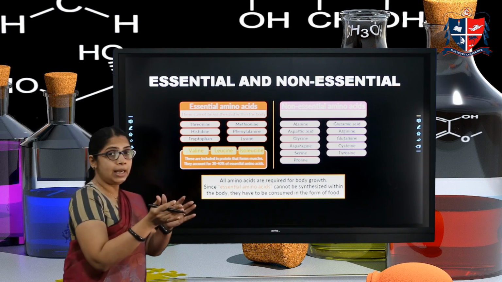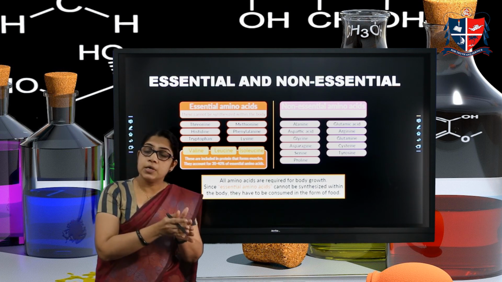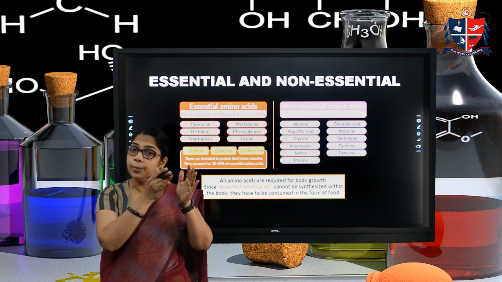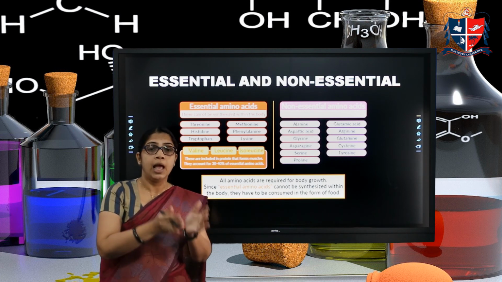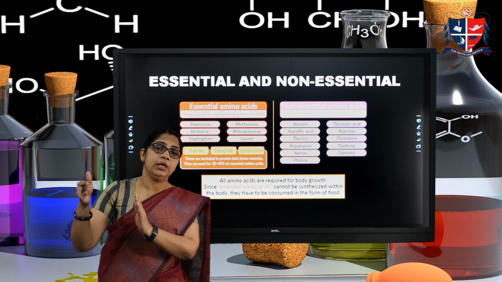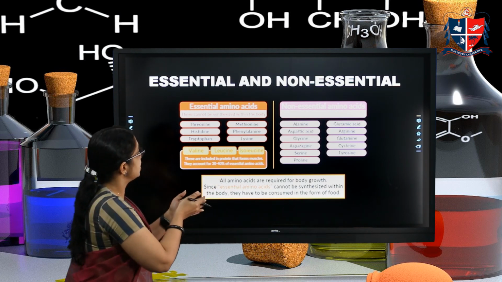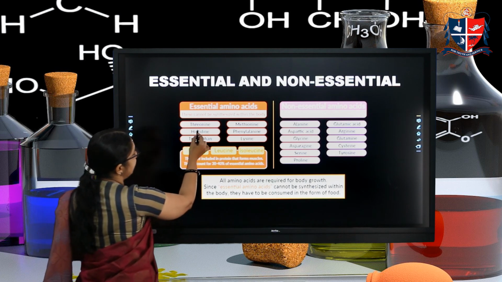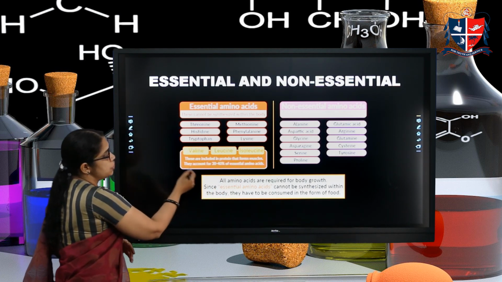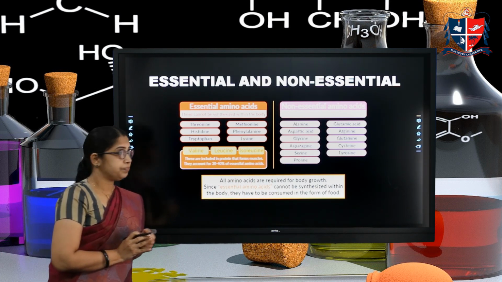Among these 20 amino acids, in the case of an adult, 9 amino acids are found to be essential, and the remaining 11 are called non-essential amino acids. These are the 9: 1, 2, 3, 4, 5, 6, 7, 8, 9. These 9 amino acids are essential and the remaining 11 amino acids are non-essential.